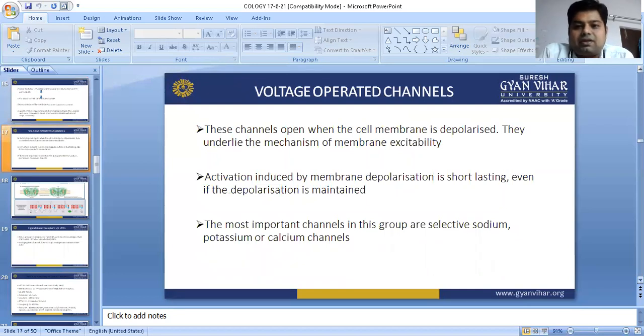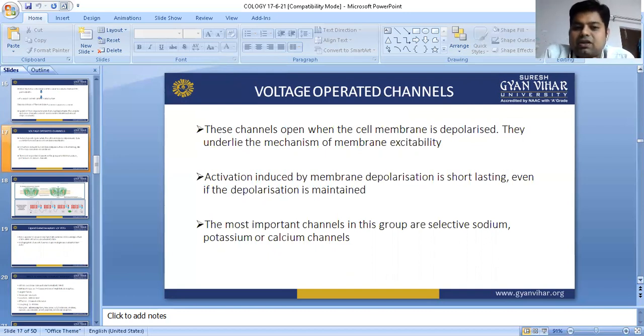Now voltage operated channels. In voltage operated channels, these channels open when the cell membrane is depolarized. They underlie the mechanism of membrane excitability, and activation induced by membrane depolarization is short-lived even if the depolarization is maintained. The activation is induced for the time the drug binds with the receptor, and after some time, when the drug is displaced, the channel closes again.